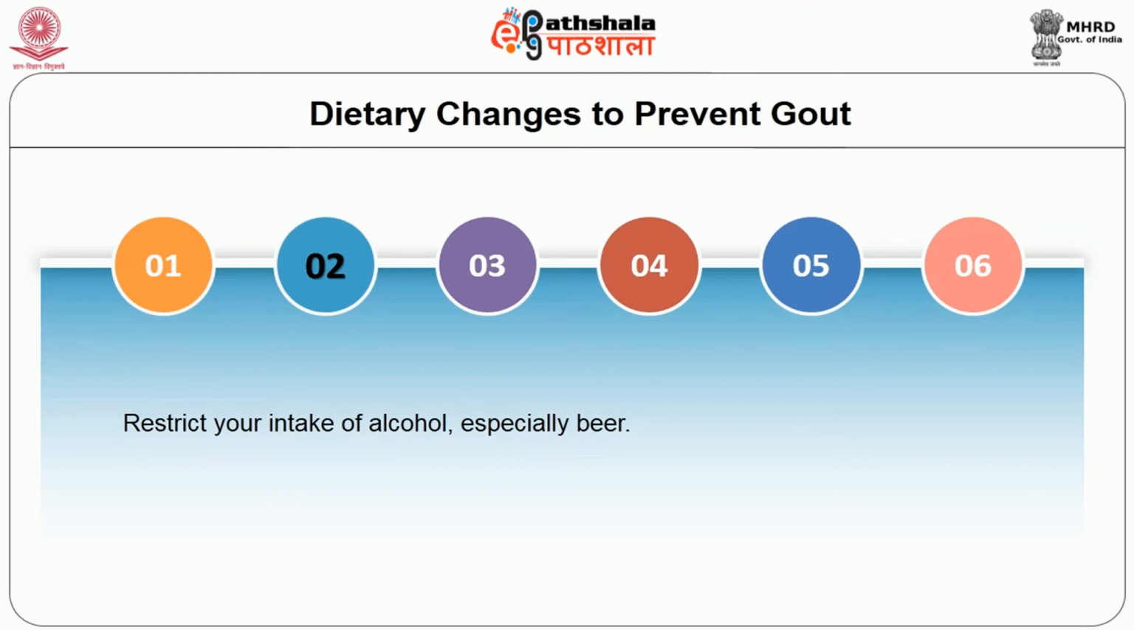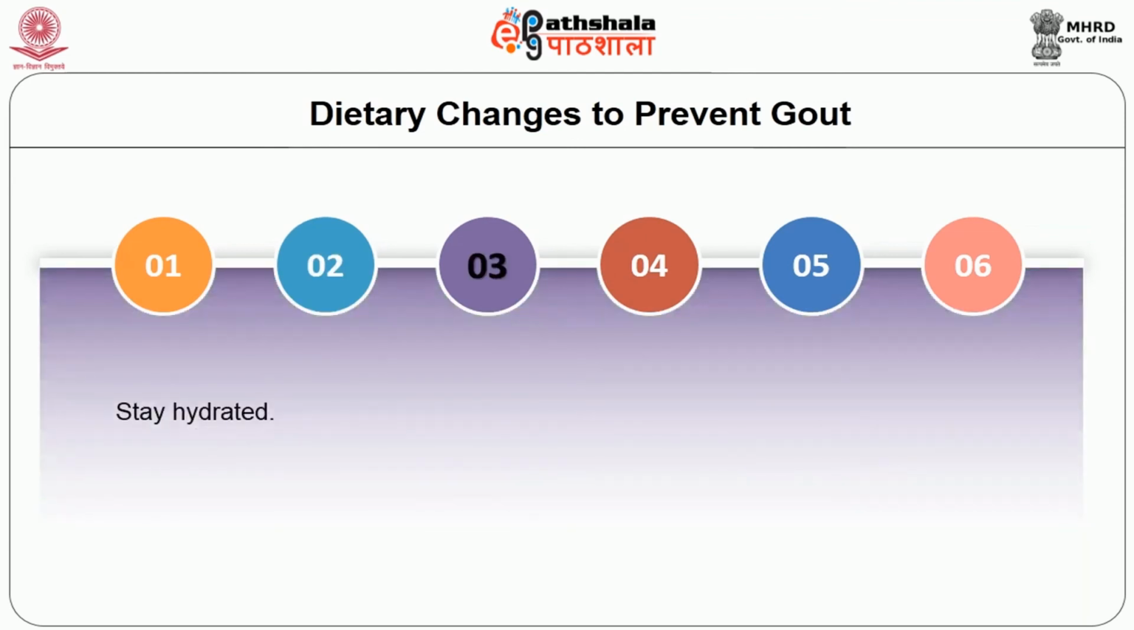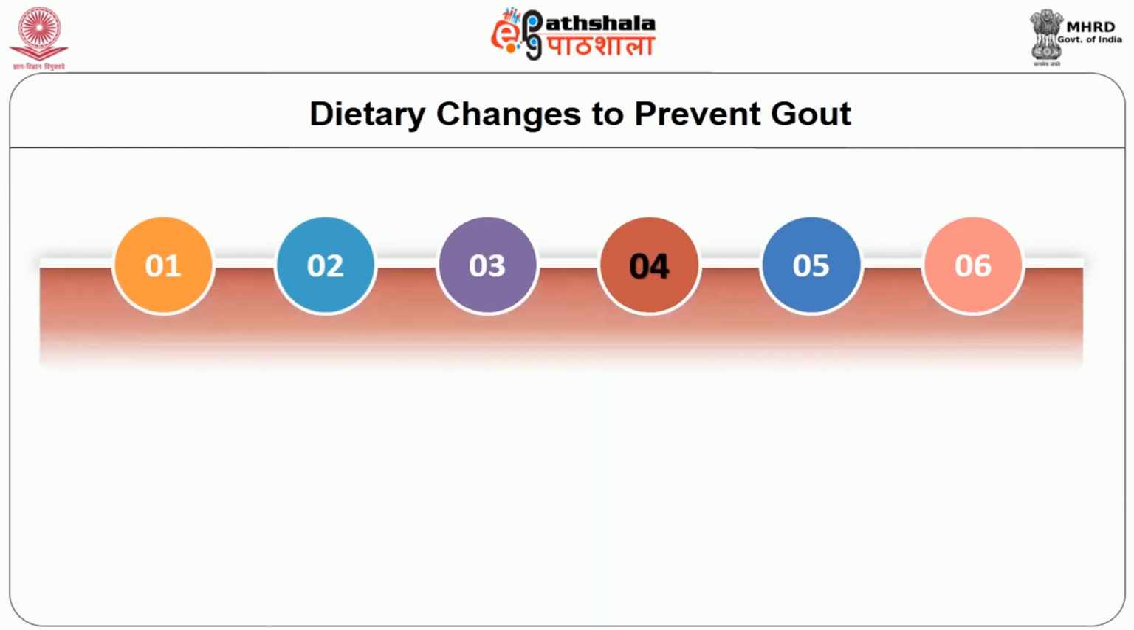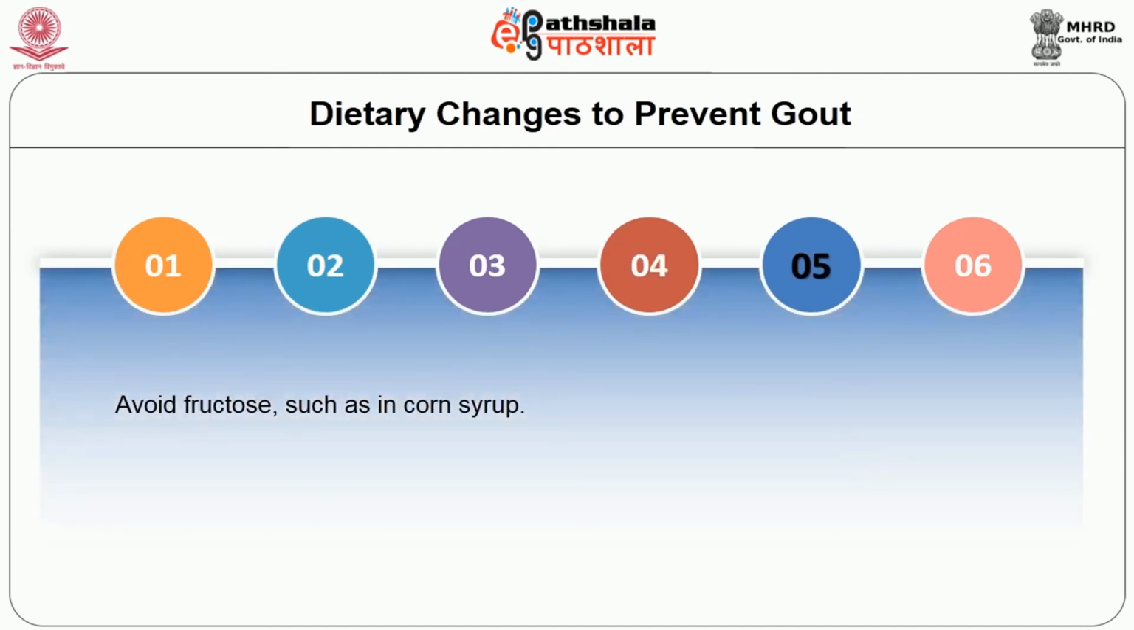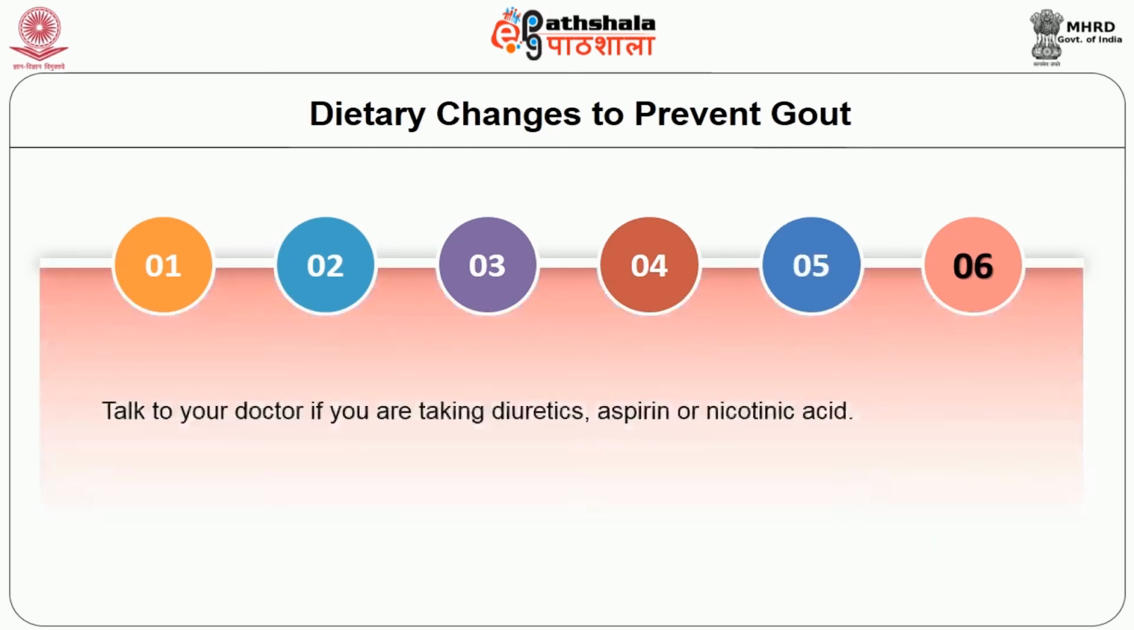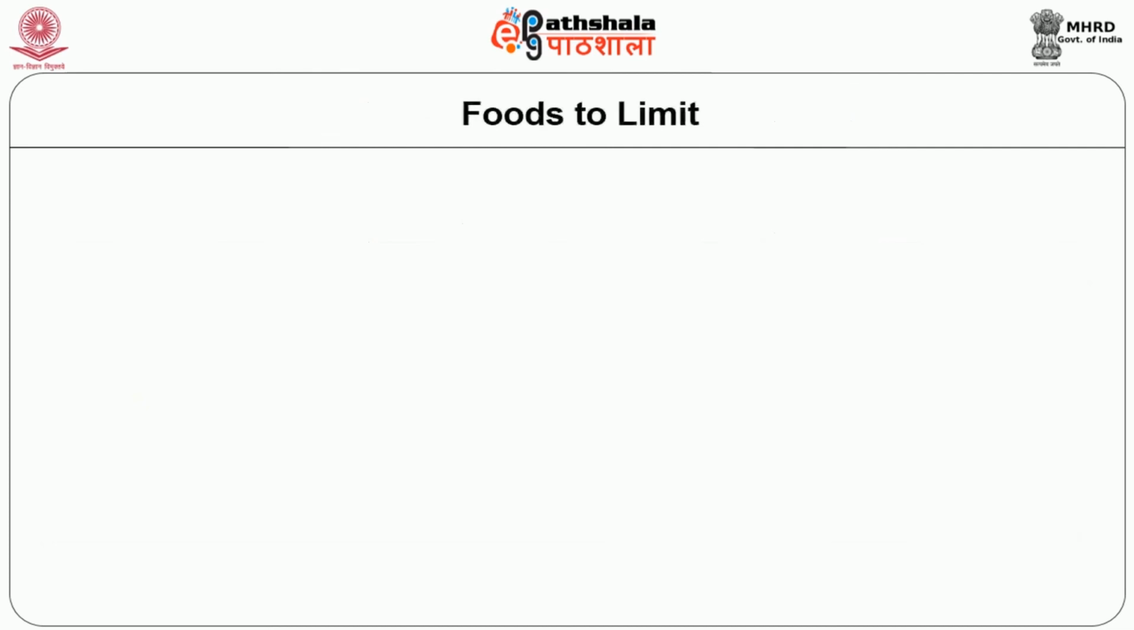Restrict your intake of alcohol, especially beer. Stay hydrated, drink lots of fluids. Increase your intake of dairy products such as non-fat milk and yogurt because they can lower the frequency of gouty attacks. Avoid fructose such as corn syrup. Talk to your own doctor if you are taking diuretics, aspirin or nicotinic acid.